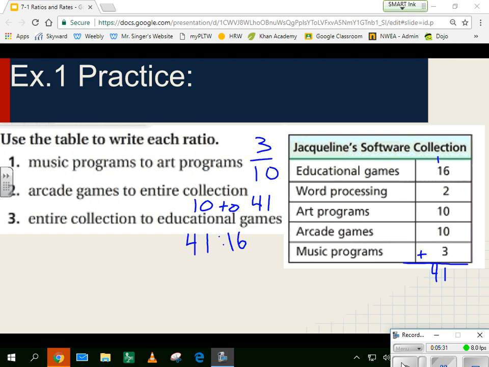Now, for instructional purposes only, I wrote them 3 different ways. All are different ways to write a ratio. I just wanted to show you them. So hopefully you got 3 to 10, then 10 to 41, and then 41 to 16.